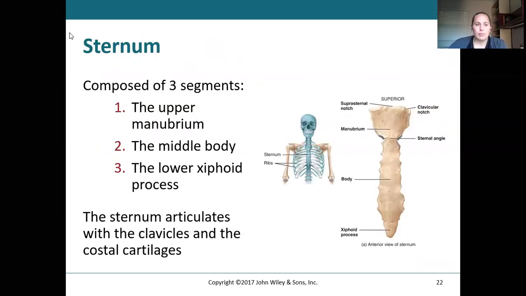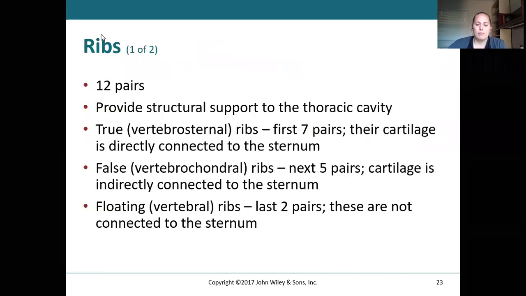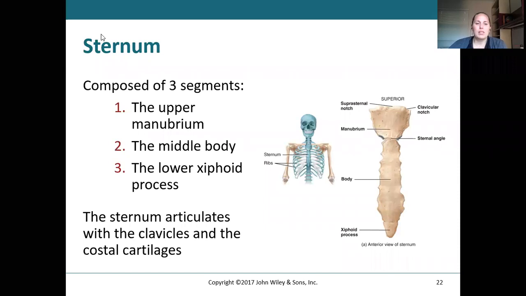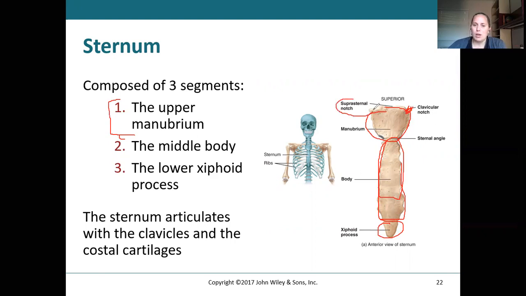Okay, so the sternum, if we focus at the center part of the chest, you have the sternum here. It's composed of 3 different regions. You've got the main upper manubrium, which you can see located here. And then the middle body, you can see that here. And then the lower xiphoid process that you can see here. You'll notice here's the clavicular notch. Again, that's where you see articulation with the clavicle, and the suprasternal notch.